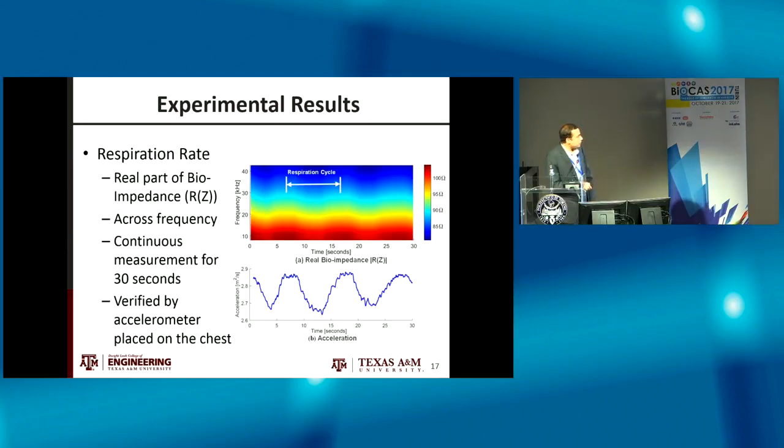We are showing in this heat map the bioimpedance, with color going from blue to red as the impedance increases, across frequency from 10 to 40 kilohertz and across time for 30 seconds. As we can see, this is the real part of the impedance, and it decreases with frequency as expected. In addition, there are variations in the amplitude of the bioimpedance that show the respiration rate, and this respiration rate was verified by placing an accelerometer on the chest, as we can see in this lower figure, and they are matching together.